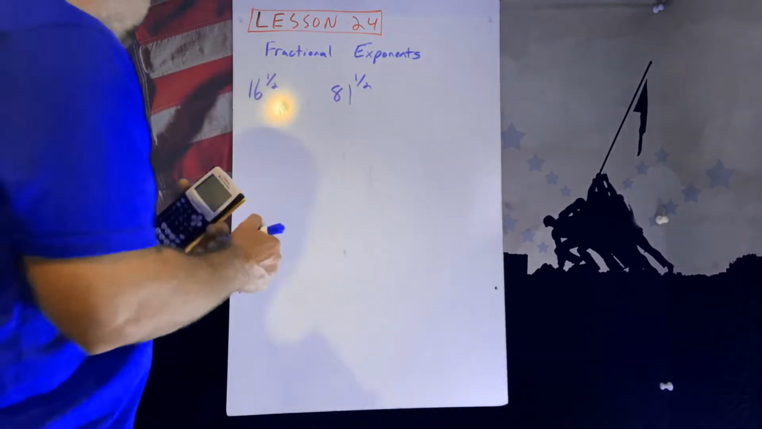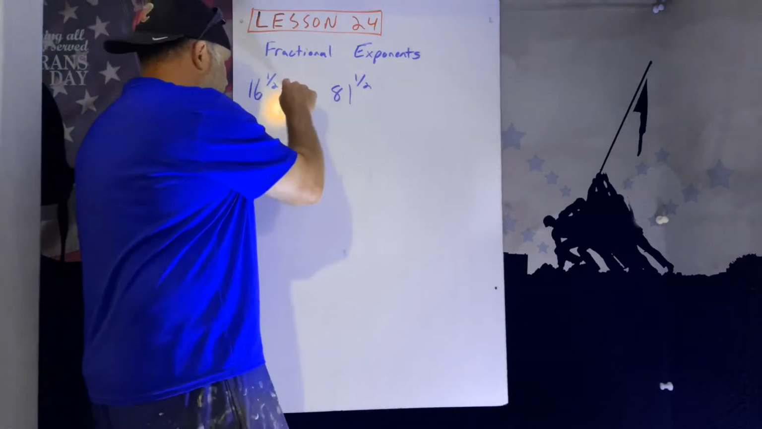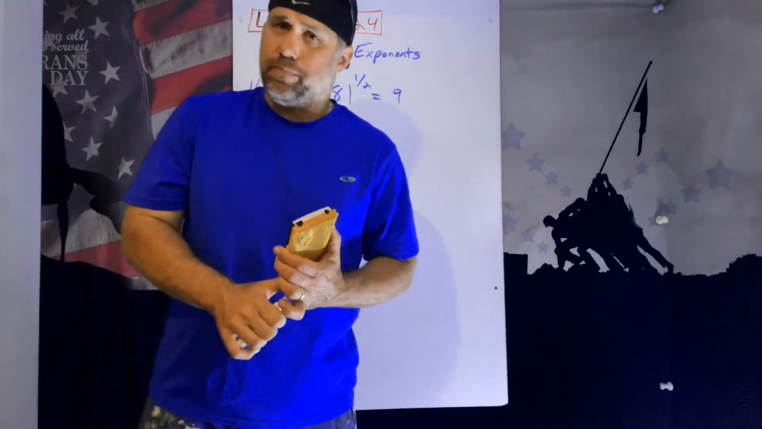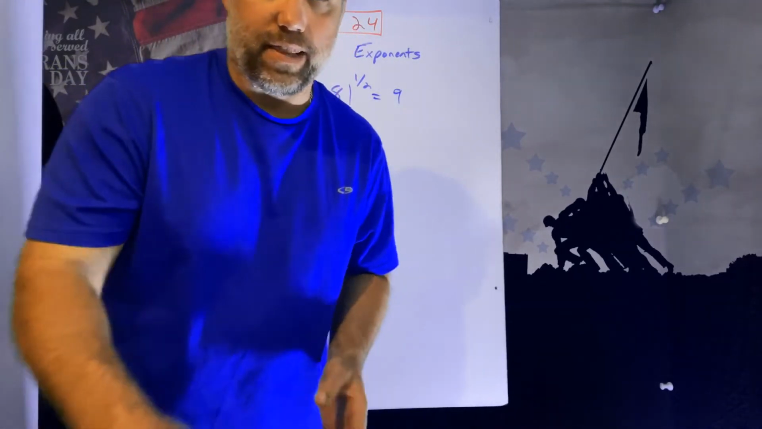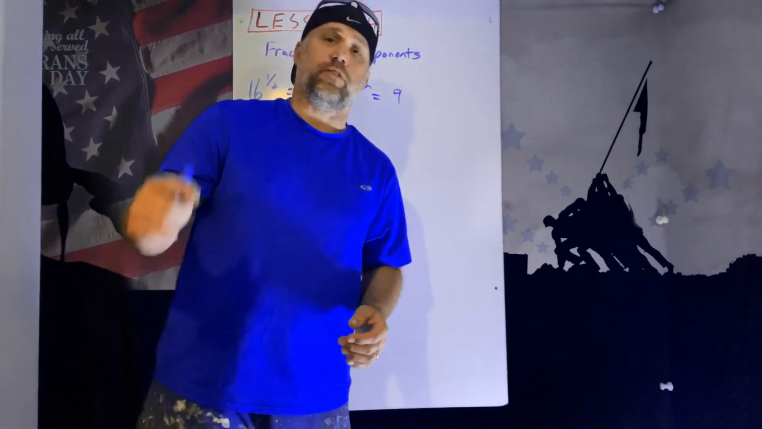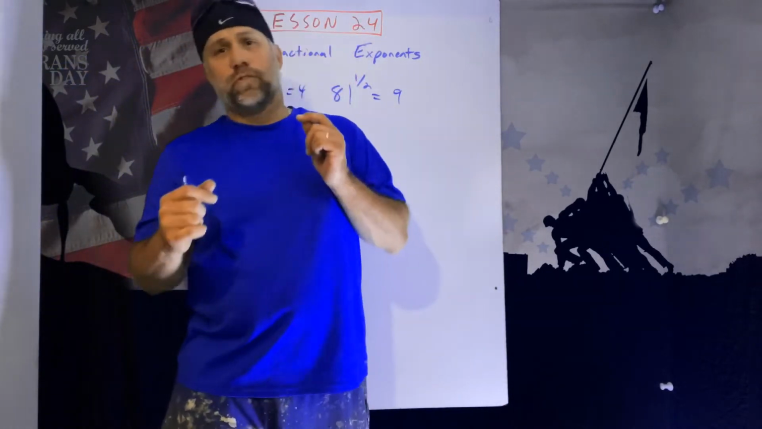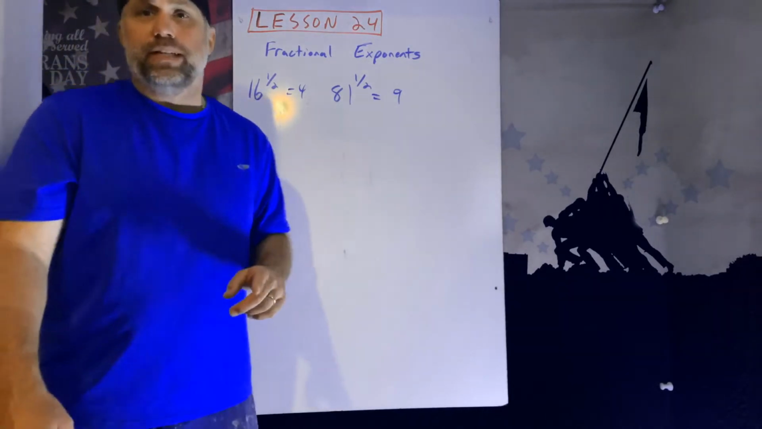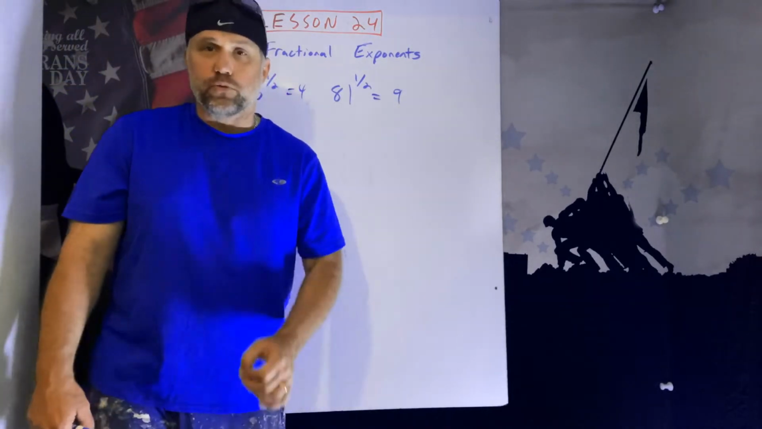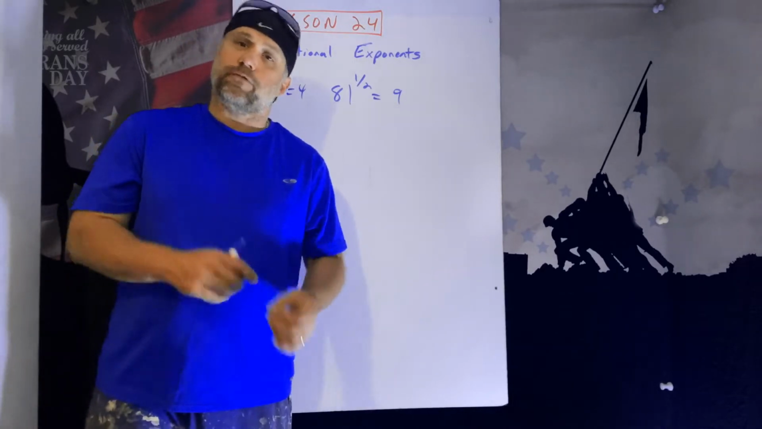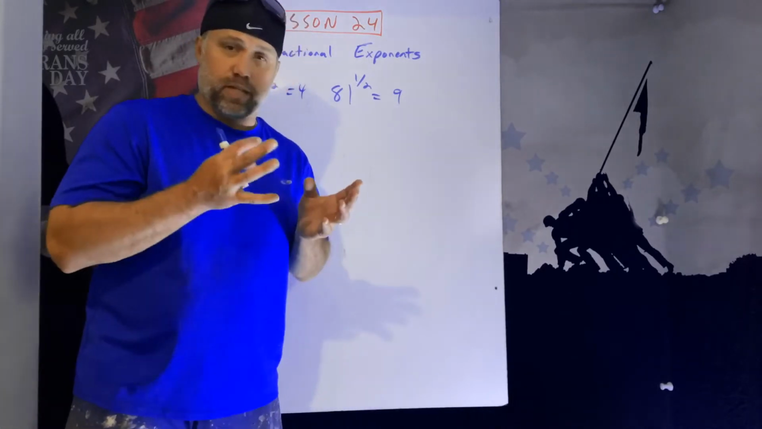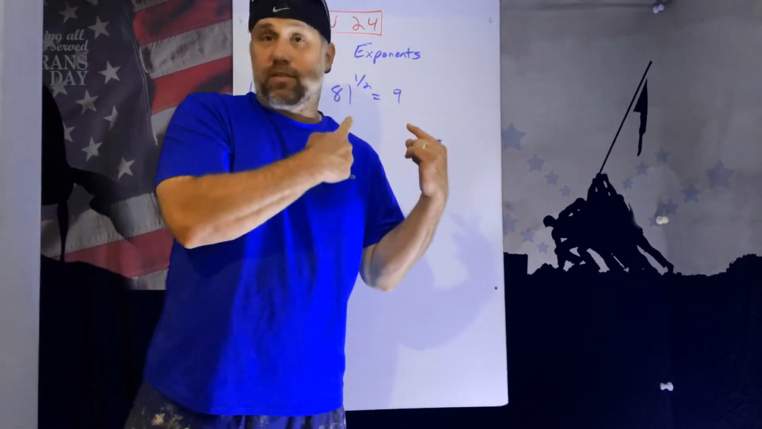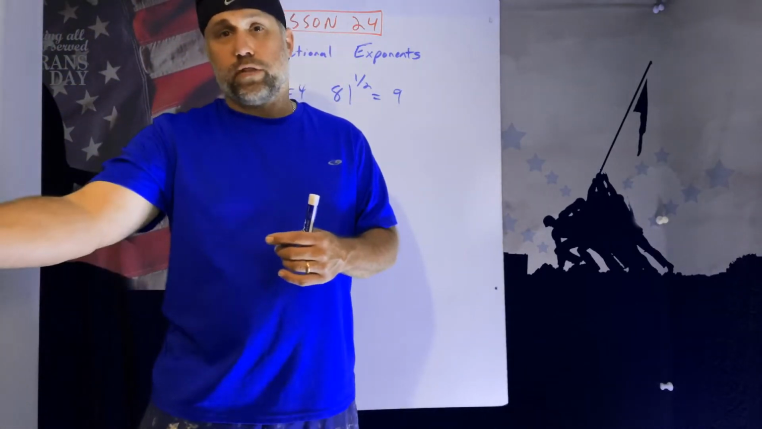So what you should have found is that this comes out to 4, and this comes out to 9. So those numbers should mean something to you because they are the square roots of each of those. So what you should have found out is that if you raise a number to the 1/2, it's the same as square rooting the number. That's how fractional exponents work. They are the same as taking, in this case, the square root, but other roots of numbers.